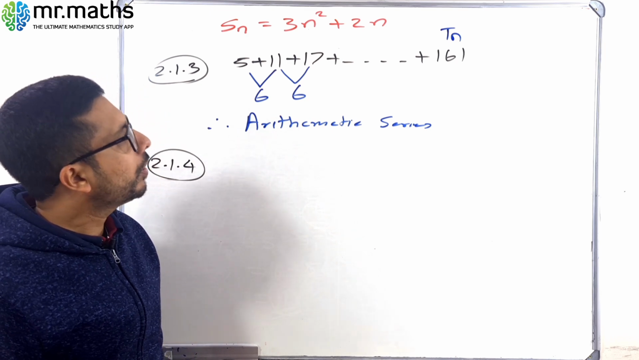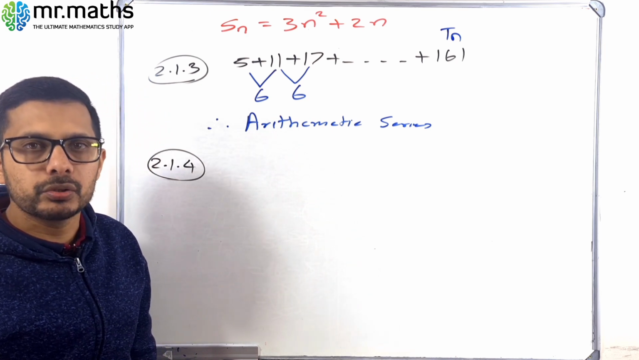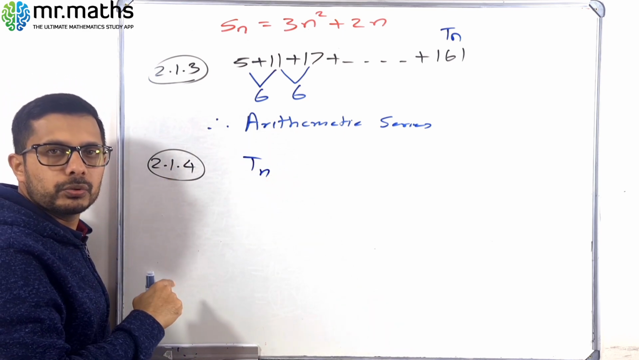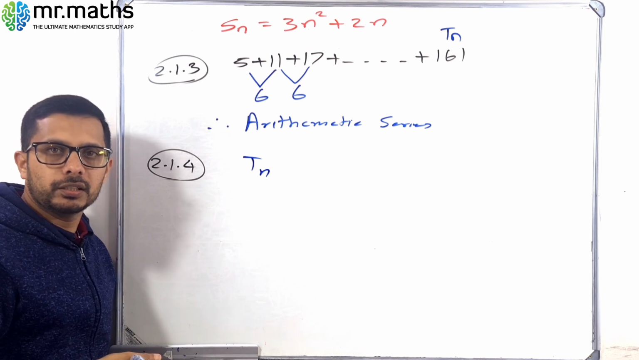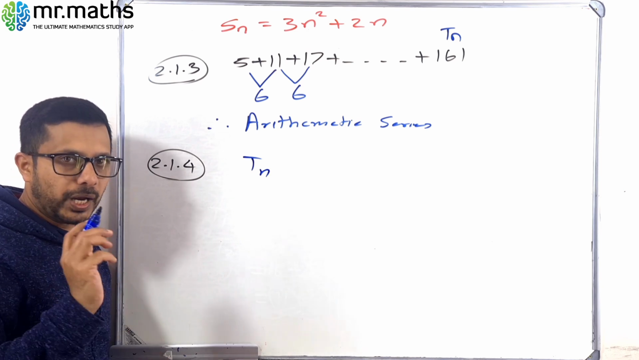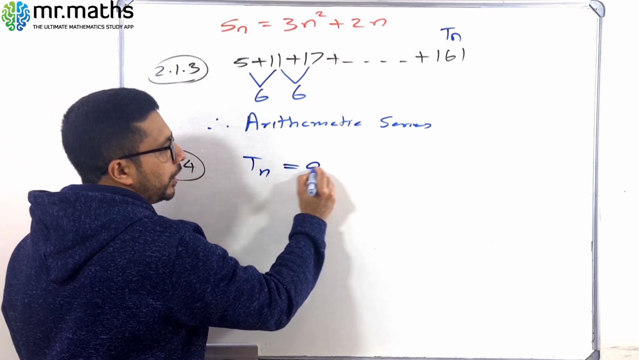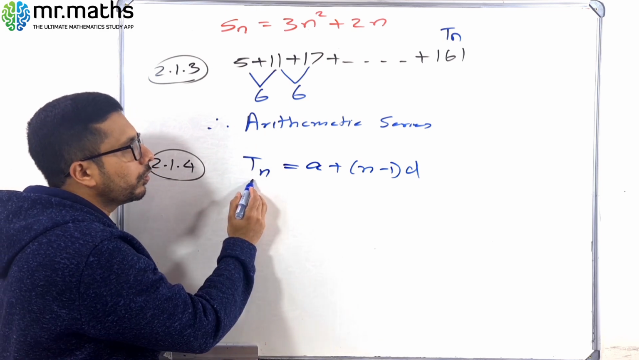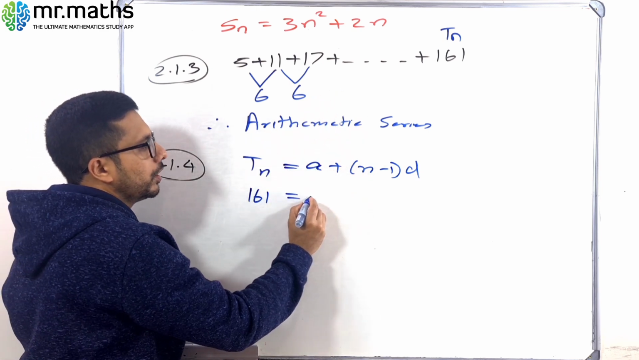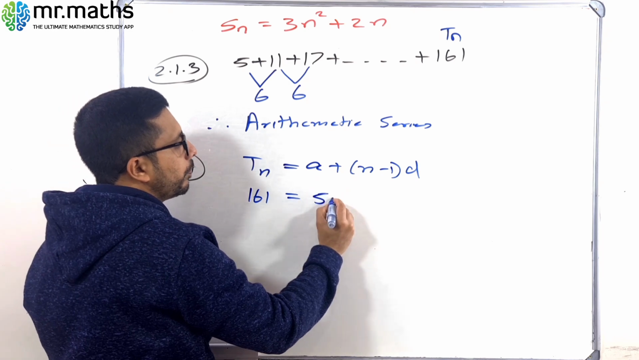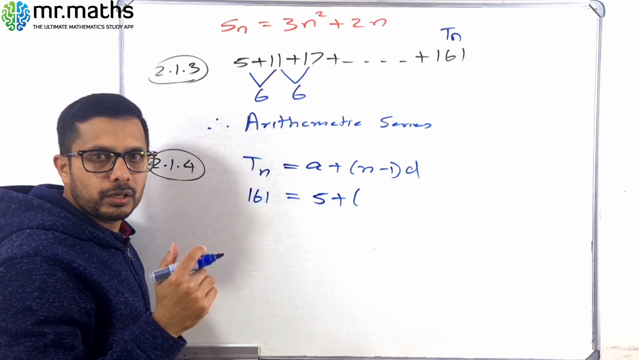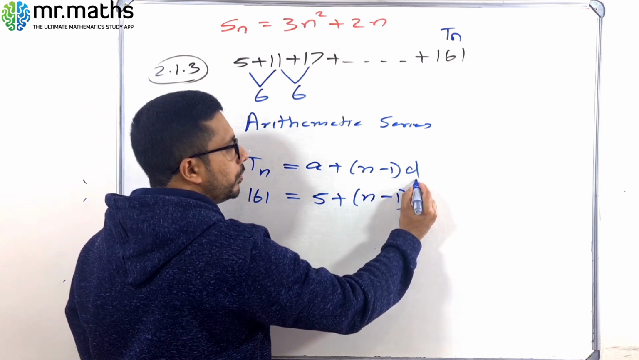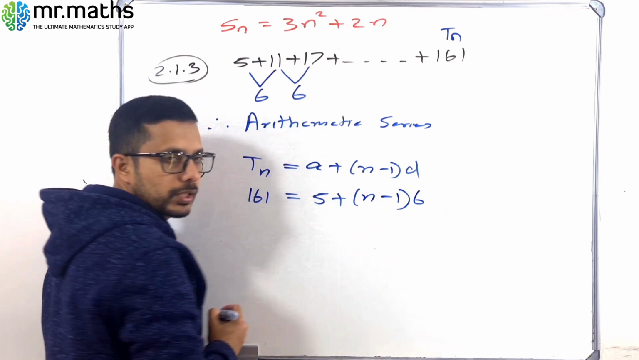Okay. Now this is an arithmetic sequence. To find the value of n, which formula can we use? We know Tn, so we can use that formula. What is the formula to find Tn? In the case of an arithmetic sequence, you have to know that formula by heart. Tn is equal to a plus n minus 1 into d. Am I right? Okay, so Tn we know is 161, equal to the first term 5 plus n minus 1 into d. What is our question? How many terms are there? That means we have to find the value of n. What's the common difference? It is 6.